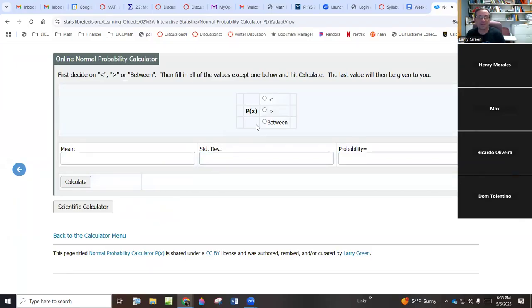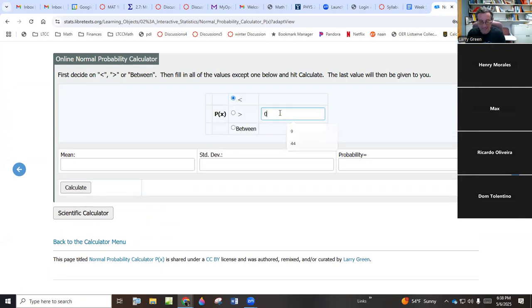Okay. We want to see what is the probability that we lose money. So that's less than zero, right? If the amount of money you gain is less than zero, you've lost money. Is that clear? It's not a trick question. The mean was 9, and the standard deviation was 20.